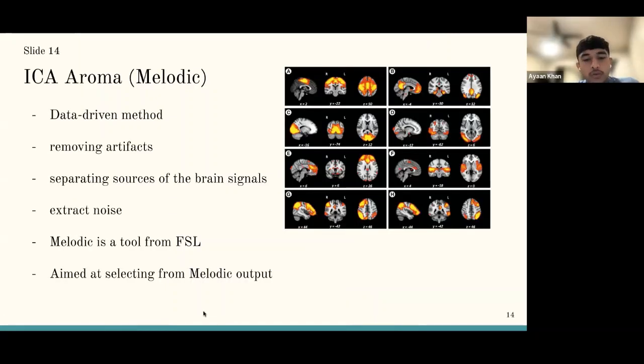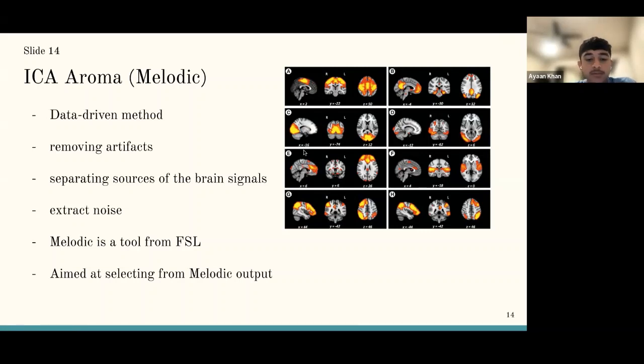Another tool we used for quality control was ICA Aroma, which is a data-driven method to identify and remove motion-related ICA components from our fMRI data. We use this tool to extract hidden factors within our data by transforming a set of variables to a new set that is maximally independent. It is used for removing artifacts and separating sources of brain signals. ICA Aroma can also extract noise from functionally measuring images.